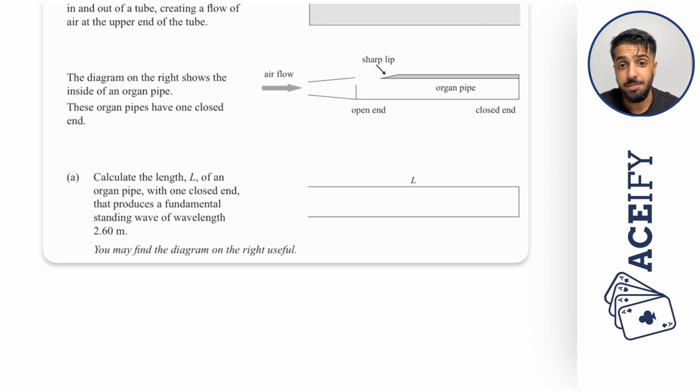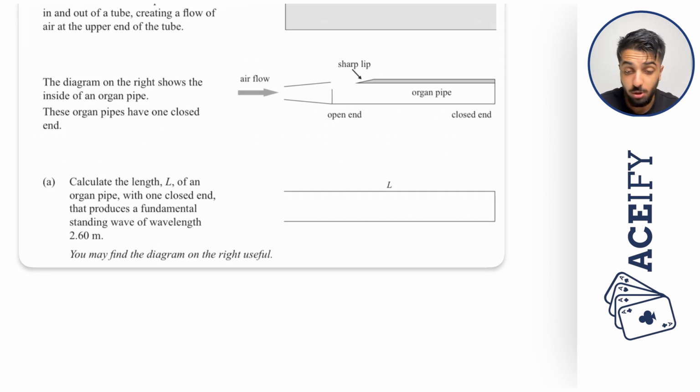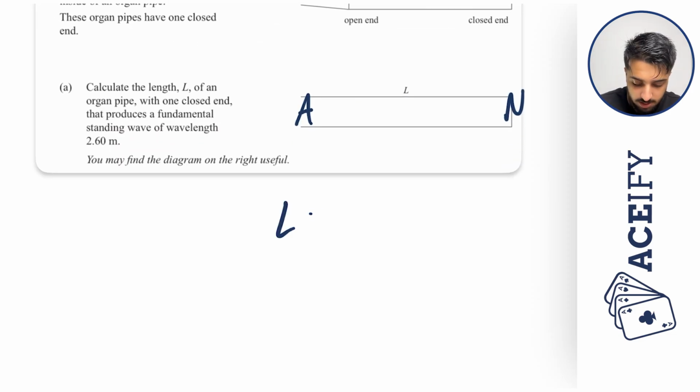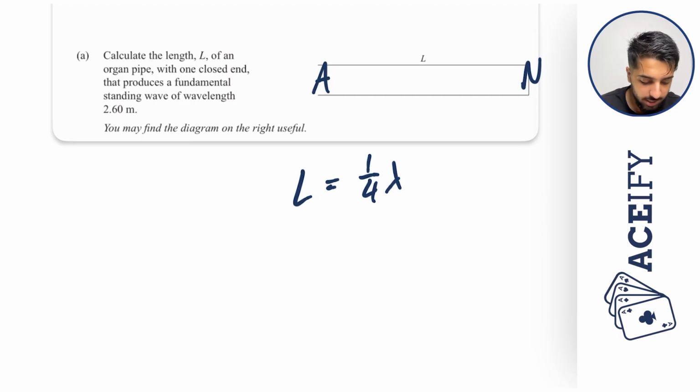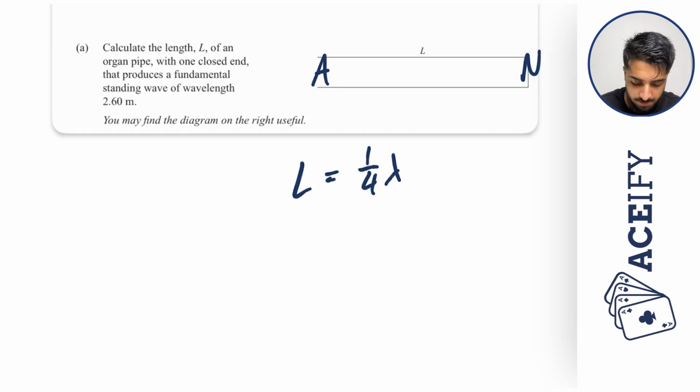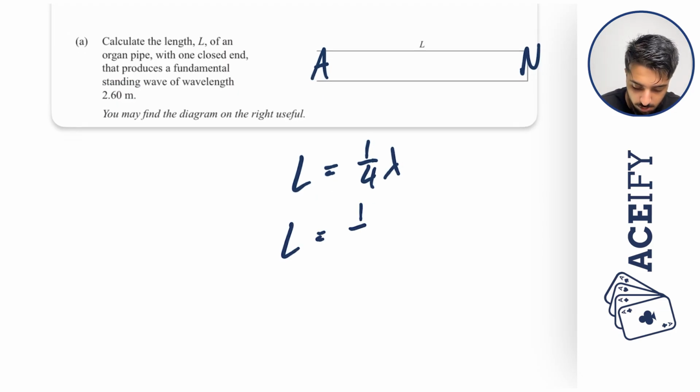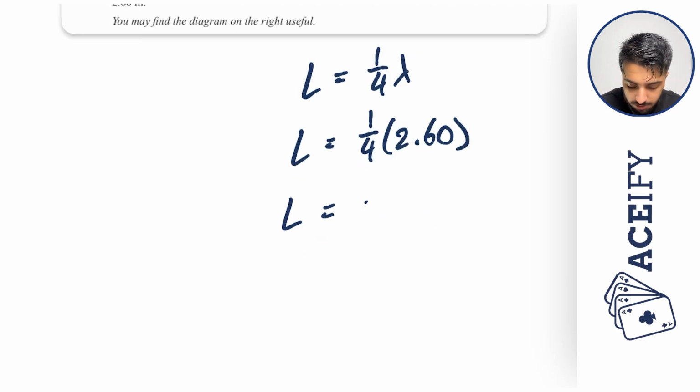So a clue that we're given is this pipe is a closed-ended pipe, meaning it has a node on one end and an antinode on the other. We know that this means that the length is 1/4 of the wavelength, and because the wavelength is 2.6 meters, the length is just going to be 1/4 times 2.6, which gives us a length of 0.65 meters.